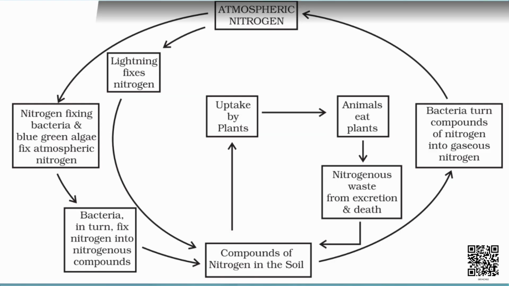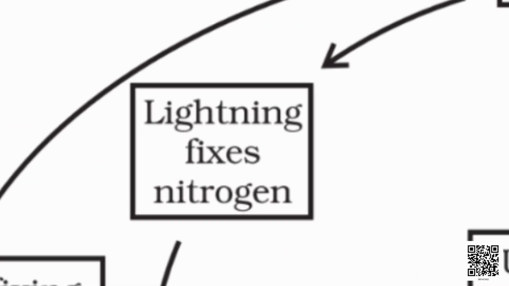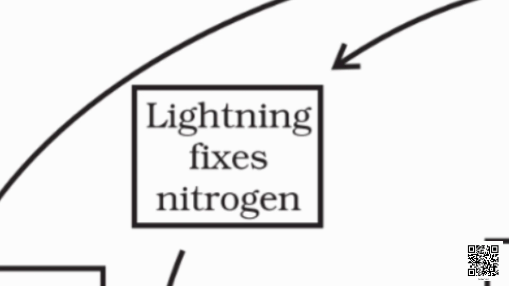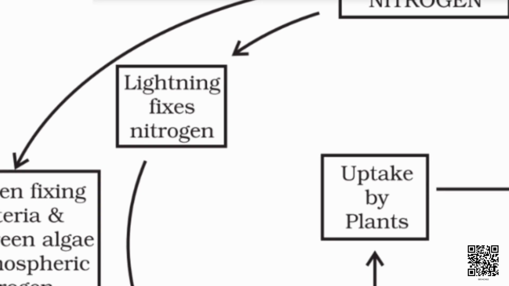Some bacteria also turn compounds of nitrogen from soil into gaseous nitrogen. One more thing, atmospheric nitrogen is also fixed by lightning. This way, the nitrogen cycle continues.